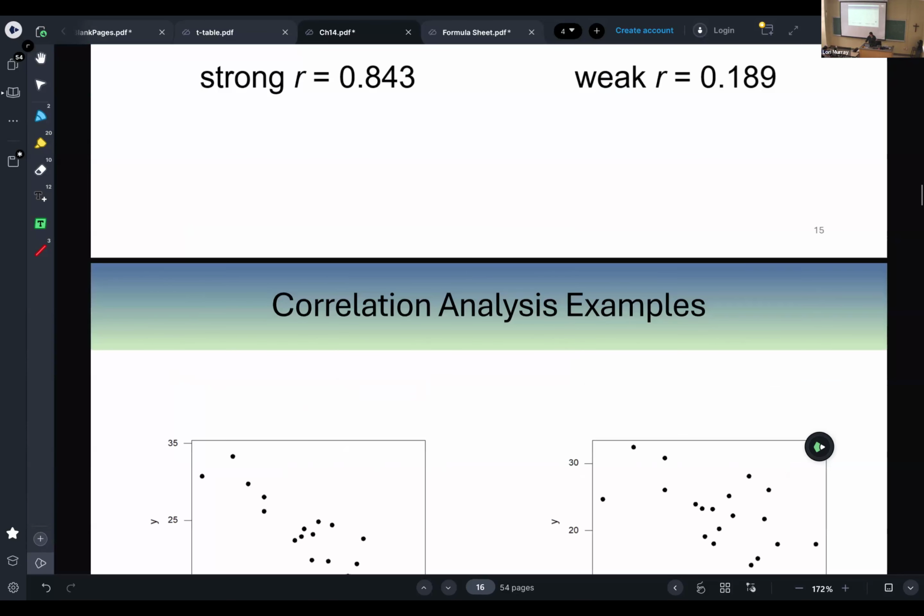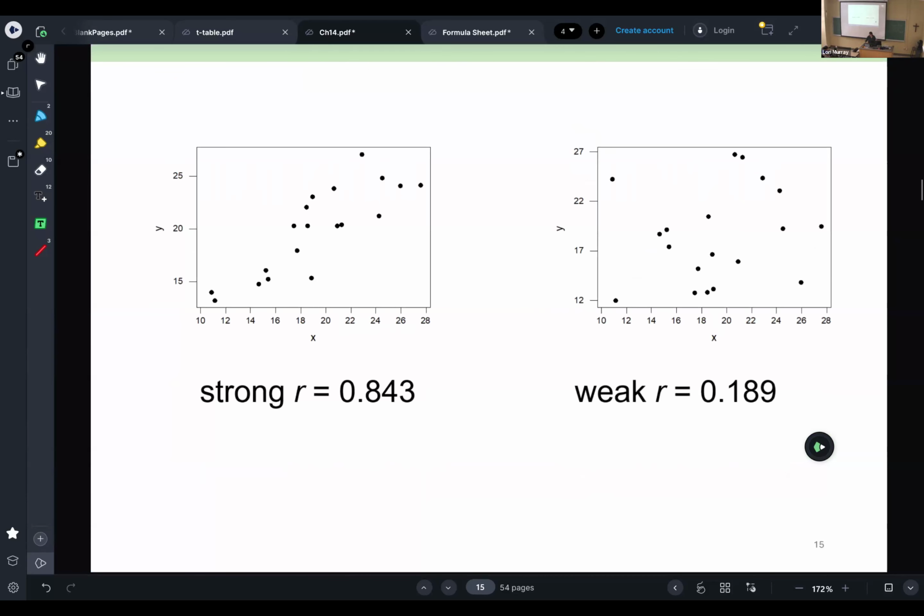So why am I fitting all this into regression? You can guess when you have a strong correlation, you're probably going to have a good model. For example, if I was to build a regression model for the plot on the left, it's going to have a better fit than a model with the values on the right, X and Y, right?